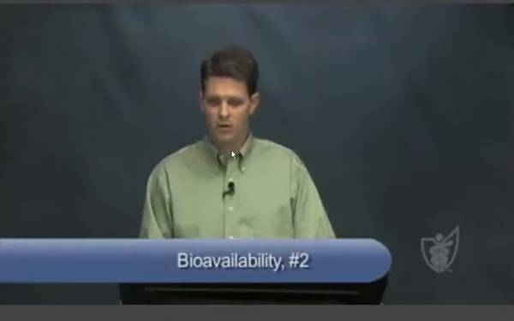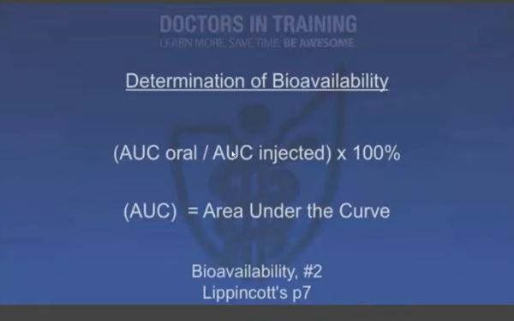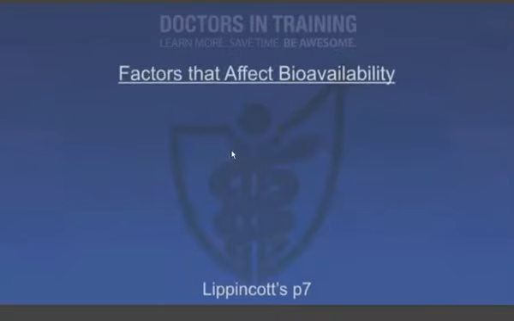And you see that's a very steep curve because when you give the drug IV, all that drug is in the systemic circulation immediately. So the real way that you determine bioavailability is you use calculus to determine the area under each of these curves. And then you take the ratio of the area under the curve of the oral administration to the area under the curve of the injected drug, and that's your bioavailability, and you multiply by 100 if you want to give it as a percentage. So we're going to talk about some factors that influence bioavailability.